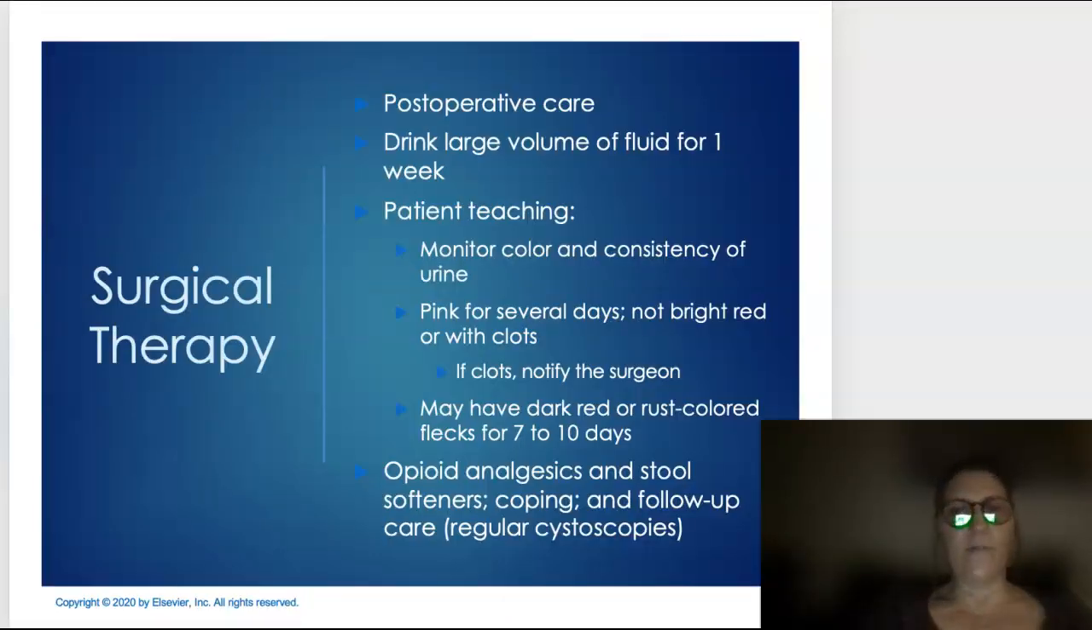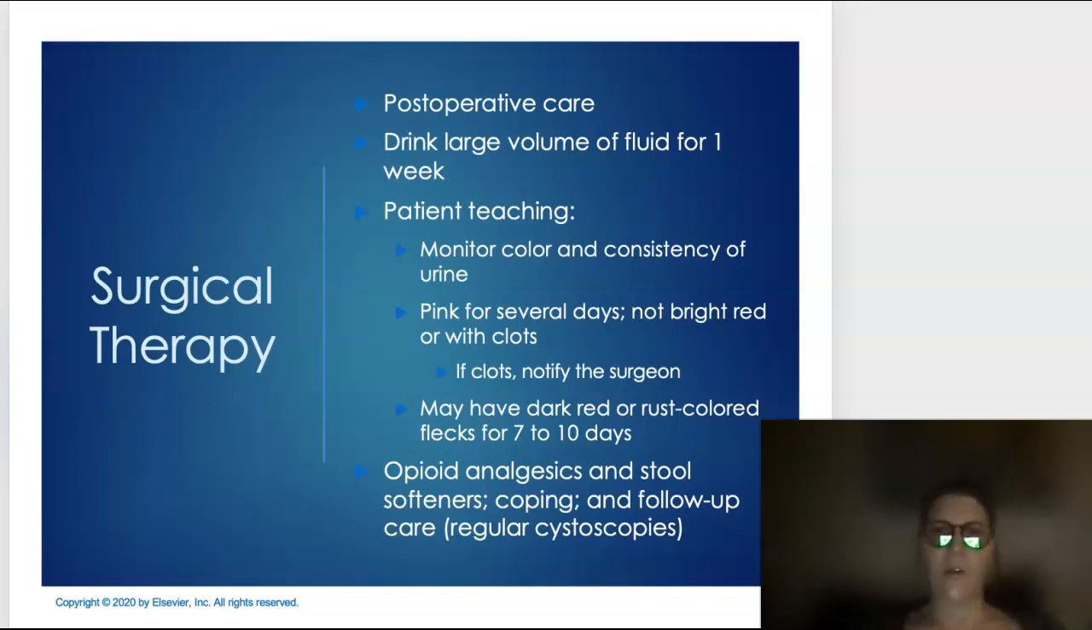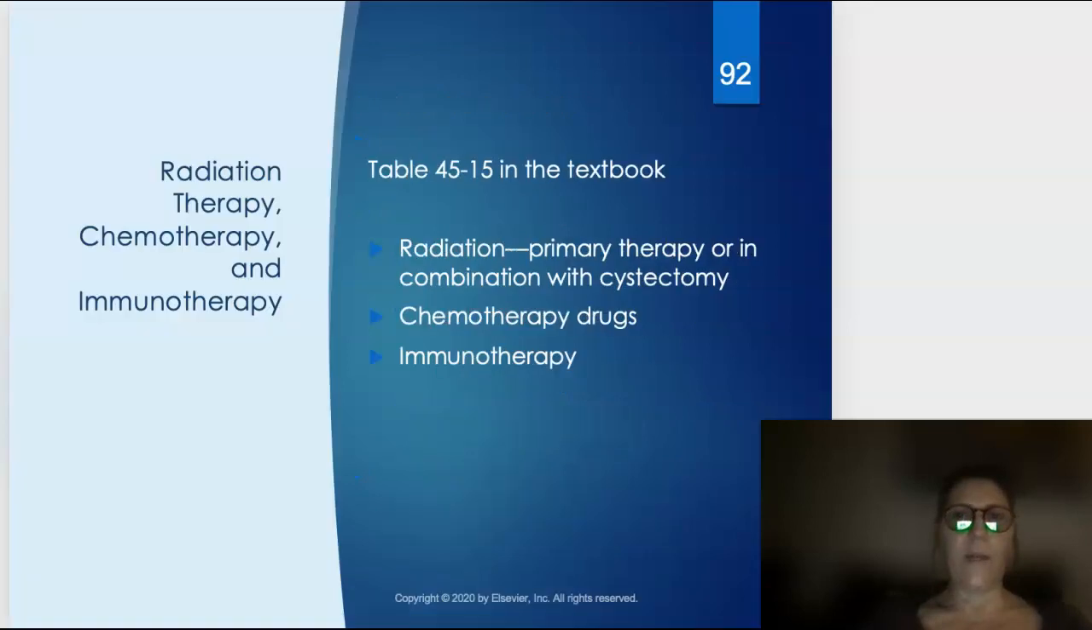Postoperatively, drink lots of fluids for 1 week. Patient teaching, we're going to monitor the color and the consistency of the urine. It's going to be pink for several days. If they have clots, they need to report that to the surgeon. It's not normal. They might have dark red or rust color flecks for 7 to 10 days, but no clots. They're going to have opioid analgesics and stool softeners to make sure that they don't get constipated.